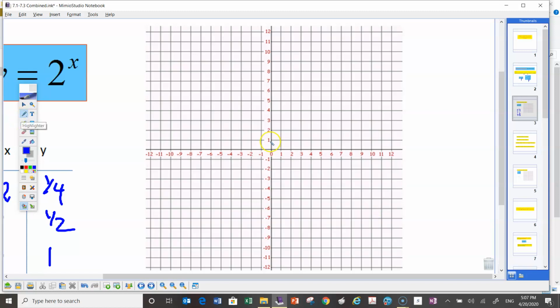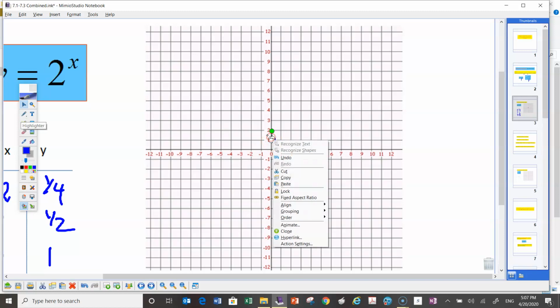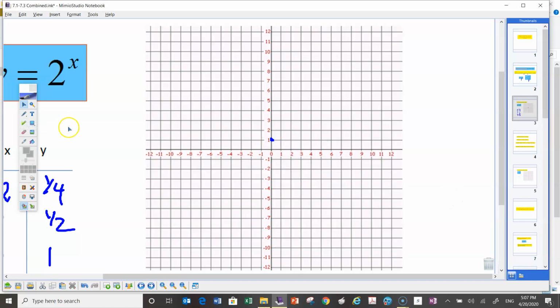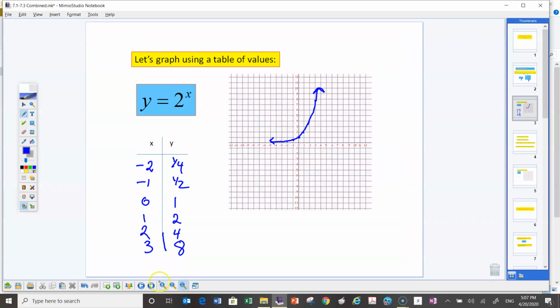So, first of all, we know that when x was 0, it was 1. When x was -1, it was 1/2. When x was -2, it was 1/4. When x was 1, it was 2. When x was 2, it was 4. When x was 3, it was 8. And so you can see we get a graph that goes up like this and that. So there would be the graph of y equals 2 to the x.